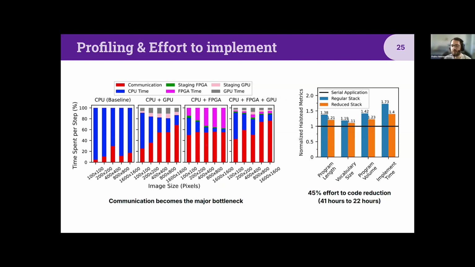And finally, for this code, we also computed the Halstead Metrics. This is basically for the FPGA part. So we compared here against the serial application. Actually, it's not the serial application; it's the OpenMP-only application, so the CPU application. And we compared it to the regular way to implement MPI distributed using FPGA acceleration and the reduced stack that uses our framework, and we found out that we would reduce the coding effort by 45%. So basically, it reduces from 41 hours to 22 hours to implement that code.